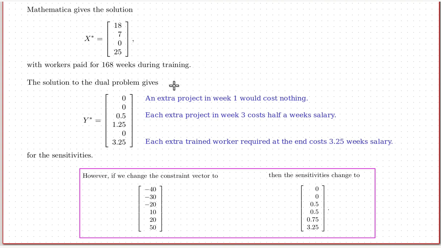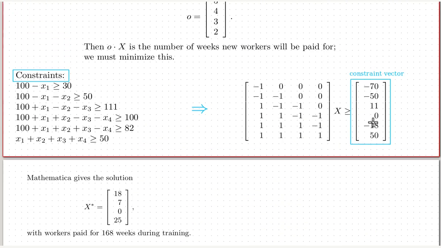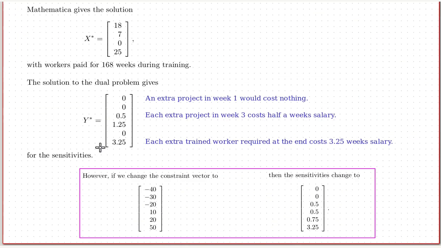Okay, now finally, let me just note that the sensitivities do change. If you make a significant change to the constraints, like if I replace this constraint vector by this one, so I change almost all the numbers in the constraint vector, then the sensitivities do change. The sensitivities themselves are not constant, because changing the constraint vector can give you a different solution to the dual problem.